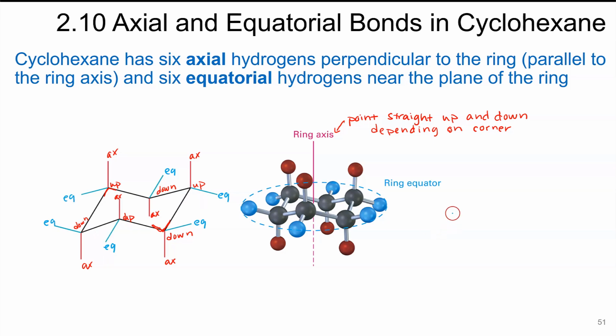So every carbon has one up, one down substituent, one axial, one equatorial. If you notice, not all of the axials are up, not all the equatorials are down, but on this carbon, there's an up and a down. One's pointing axial up, this is equatorial down. This is equatorial up, this is axial down. So it alternates. Every other carbon has an axial up, axial down, axial up, axial down, axial up, axial down.